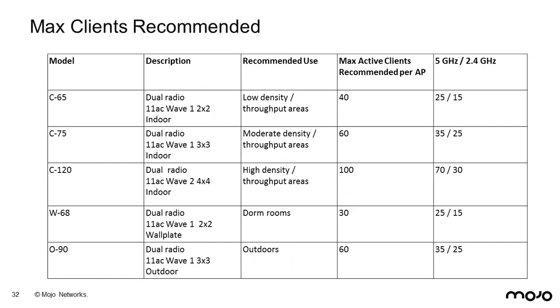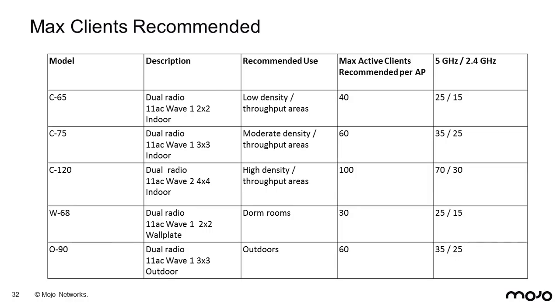And let's see, moving on. Just some max client recommendations in choosing the right AP as part of the design process. These are all our 11AC APs that we currently have available. I won't go through all of them, but I came up with some max active client recommendations. That's not to say there can't be more clients associated. Certainly they can. You could have 120 clients associated per radio.